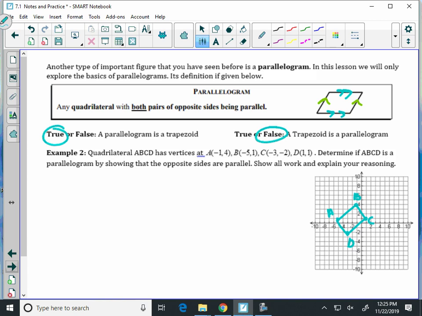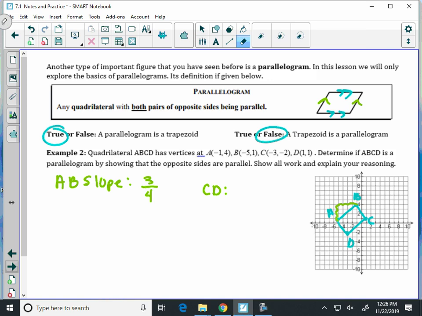So, pick a side, it doesn't matter which side we want to start with. AB. So let's find the slope of AB. AB slope. So again, use rise over run. What's our rise? 3. What's our run? 4. 3 over 4 doesn't simplify, so we just leave it. We want to see if it's the same as the side opposite. So what side is opposite or across from AB? CD. So let's find the slope of CD next. Because if it's not the same, then we can stop. So save us a little bit of time.